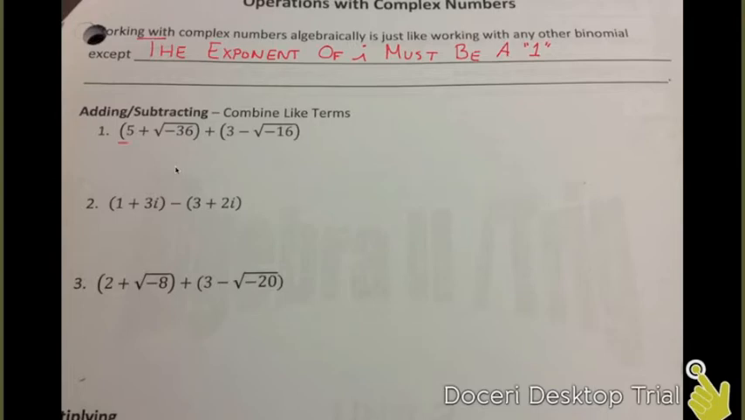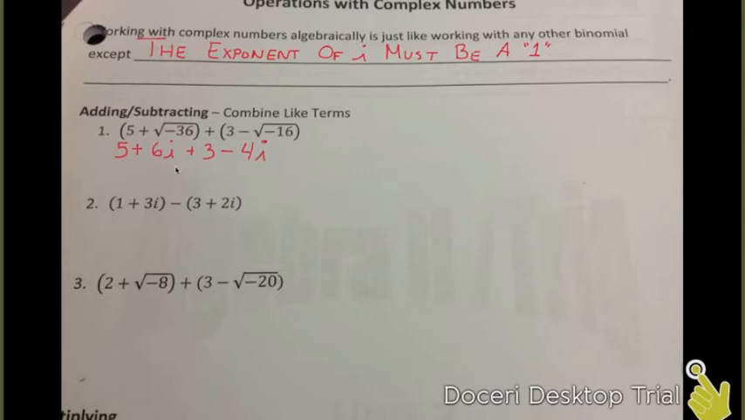So we're still going to have our 5 here out in front. The square root of -36 ends up being a 6i, because the square root of 36 is 6, and it's a negative under there, so we want it to be imaginary. Plus, the second set of parentheses here has a 3 minus the square root of -16. Well, the square root of +16 is 4, so the square root of -16 is 4i.